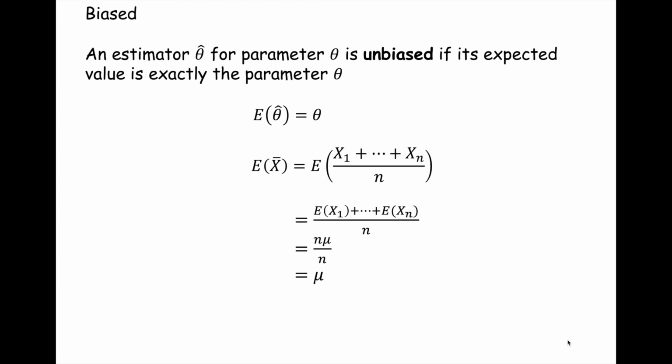So we have parameter theta, which is the population parameter, like mu is the mean of the ground truth population for their age. When we say theta hat, we say this thing is an estimator for parameter theta. So an estimator, theta hat, for parameter theta is unbiased if its expected value is exactly the parameter of interest, right? So what does that mean? It says if you take the expectation of theta hat, you get back theta.